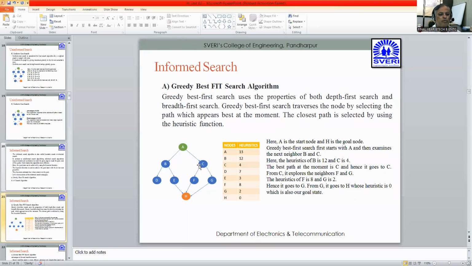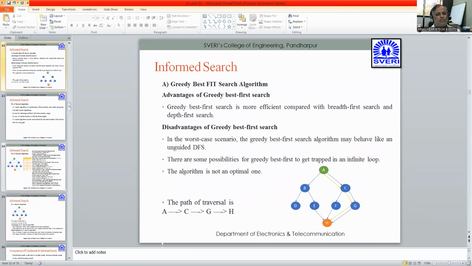It will move to 2 nodes, B and C. B is 12, C is 4. So lowest cumulative 4, A will move to C 4. Again C will go towards 2 nodes, F and G. F is 8, G is 2. So again lowest cumulative, it will go to G, and from G it will go to H because it is 0, and hence the path will be A, C, G and H. This is called the greedy best first search algorithm.